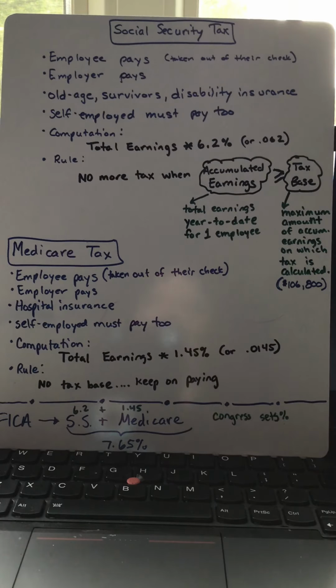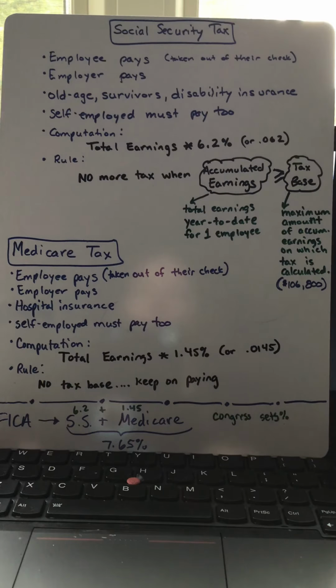For those that don't know, Social Security tax is for old age, survivors, and disability insurance. So it's kind of the retirement. It's the thing we talk about, probably won't be there for you. And self-employed have to pay this too. So they have to pay into this federal government retirement plan as well, or insurance plan, okay?